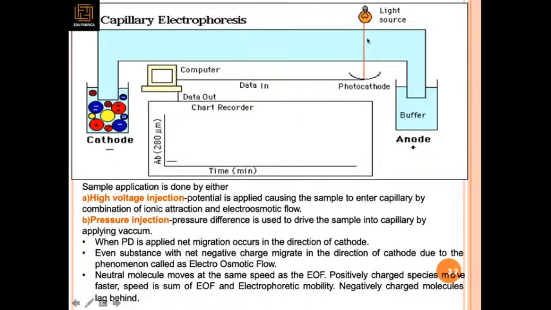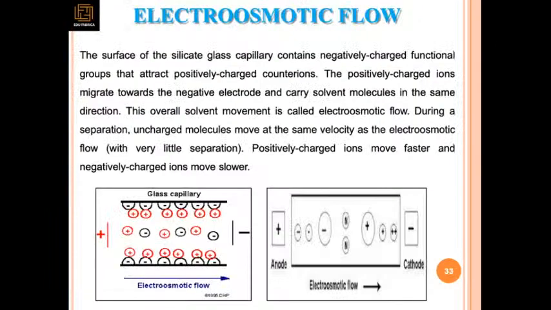Samples are moving from here to there, then there's a light source giving light there, attached to the photocathode. Data is added into the computer, then with the help of a chart you can see the results, how many peaks there are. So that's the main principle in this.